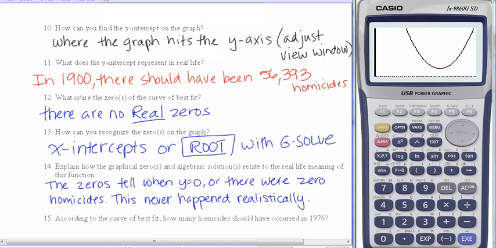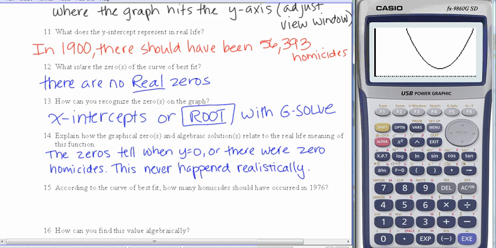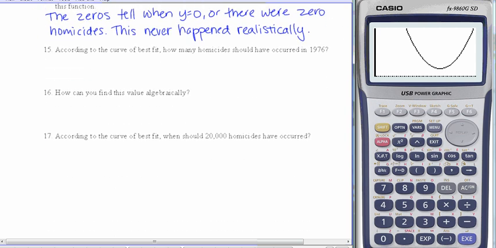Okay, so let's see what other kinds of questions we have on here. Number 15 is asking us, according to the curve of best fit, how many homicides should have occurred in 1976? So what we're looking for is how many homicides. So we're looking for a y value. That's what we don't know. We have to tell the calculator what x is. Well, in 1976, our x would be 76.